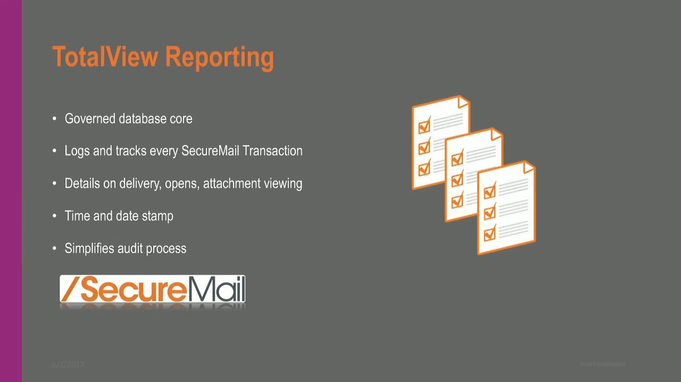And then as mentioned earlier, for most of our customers, regulatory compliance is a primary driver for email encryption. So they place a really high value on our total view reporting system. Secure Mail is built on a secure governed database platform, a trust-no-one design, but it logs and tracks everything, every Secure Mail email transaction and file transfer. So you get all the details on delivery and on opens. It even does time and date stamps for when attachments were accessed, opened or downloaded. That provides a lot of great control and visibility, and lots of confidence in the event of a breach or an audit.